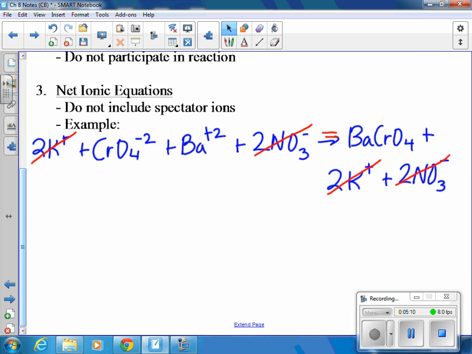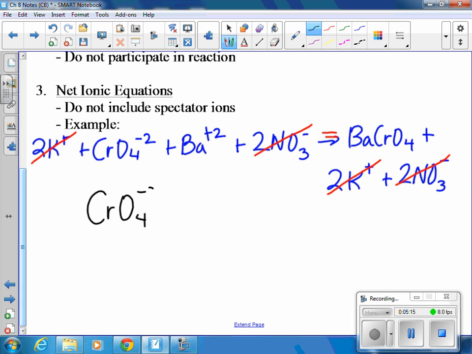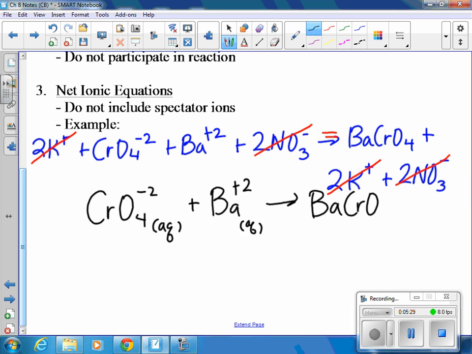So what I have left as my resulting part is only the ions that were involved in forming my precipitate. So I had aqueous chromate, I had barium ions in the aqueous form, and that is going to make my barium chromate. And that was a solid. Make sure that everything's balanced. It is. I have 1 barium, 1 chromate, 1 barium, 1 chromate. Okay, so that is molecular, ionic and net ionic equations.